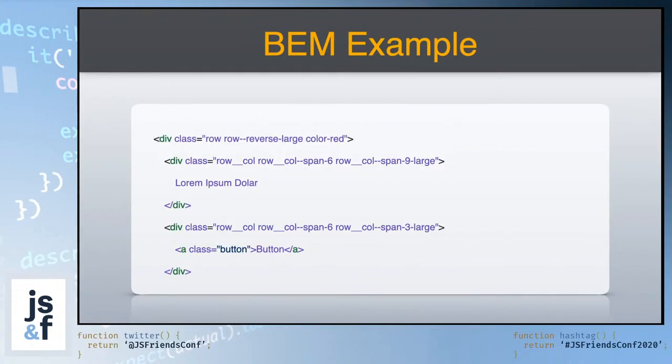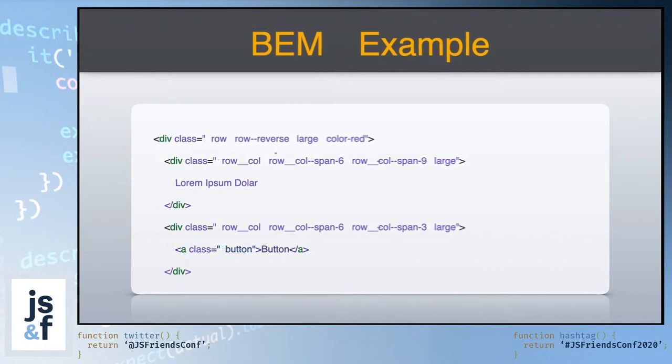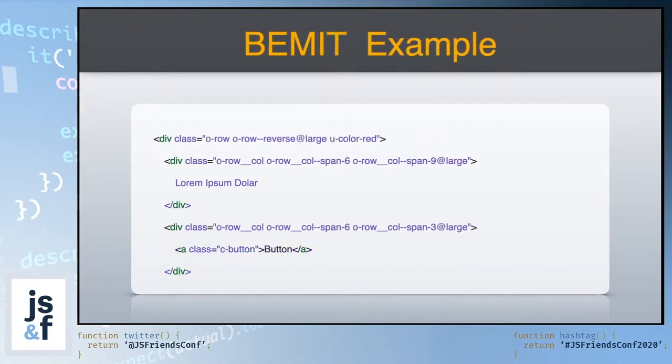So here's a normal BEM example. And here is what it looks like following BEMIT. You can quickly scan through the code and see what layer each of the classes from the ITCSS model would fall in. And I think this is a really good approach to basic class naming conventions.